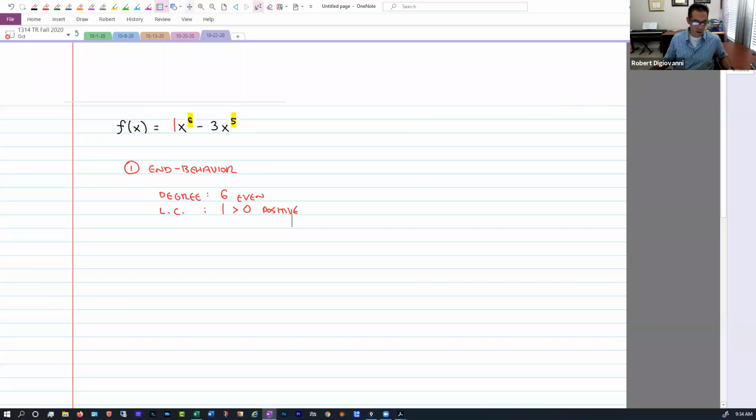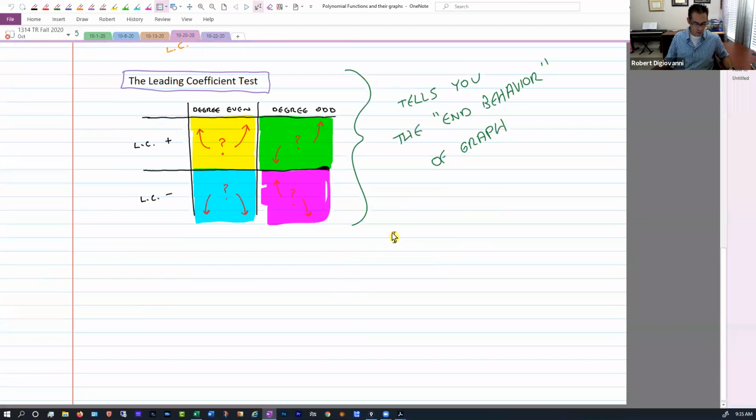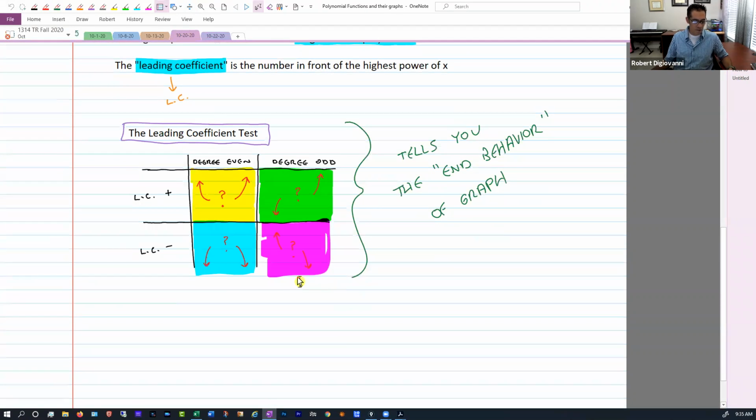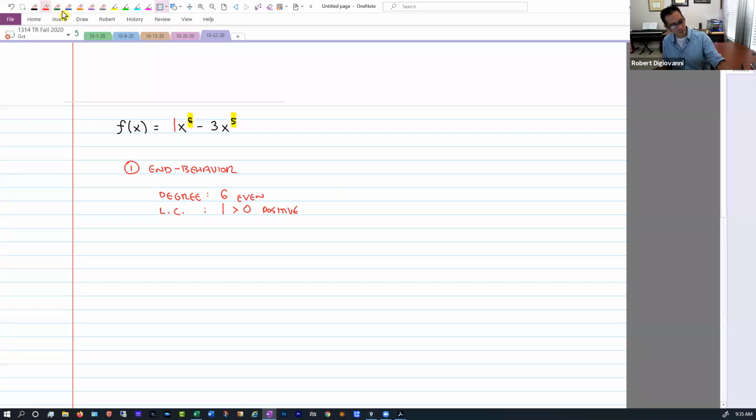And that means that we will go to that table I gave you last time, this one right here, the leading coefficient test, and we're going to look for an even degree, which is here, and a positive leading coefficient, which is here, so we're going to be the yellow one here. So we know that the left side and the right side of this polynomial should go up. And we're left to figure out what happens in the middle. So in the middle, what do we do?